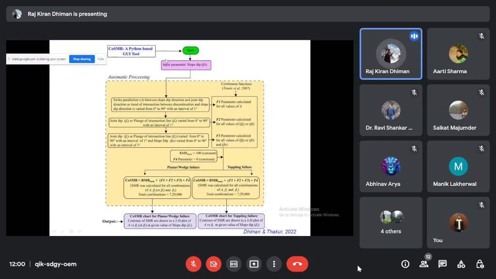What happened is that the charts which I have developed were given for fixed values, like for 35-degree slope dip, for 40-degree slope dip, and 45-degree at a 5-degree interval up to 90 degree, because the angle can be up to 90 degree. But because of this tool, we can get any slope dip value. Like if you see in the field a slope of 47 degree or 48 degree, you want to see what will be the SMR chart for that slope dip. So you can use this tool, just put the value of slope dip, beta s, and you will immediately get the chart for planar, wedge, or toppling failure.